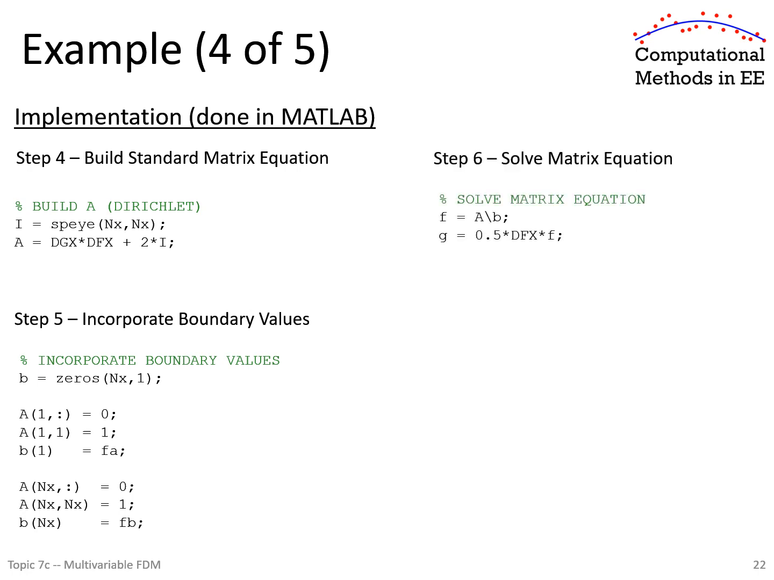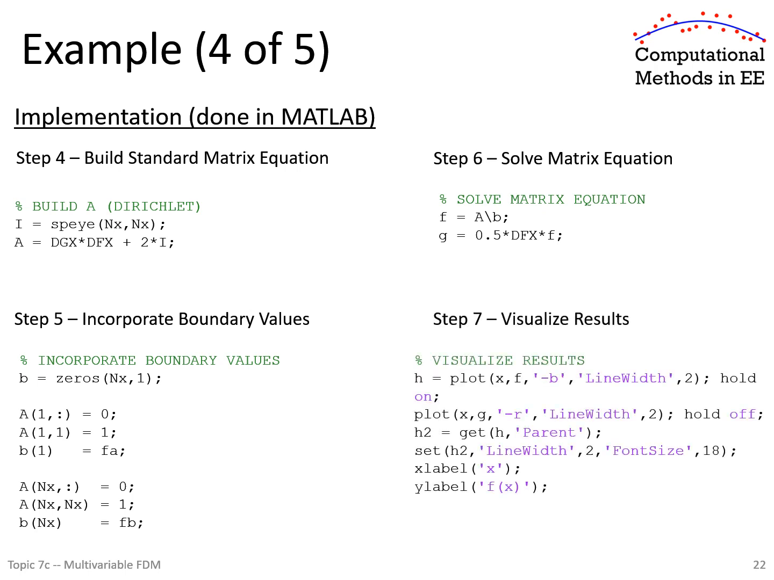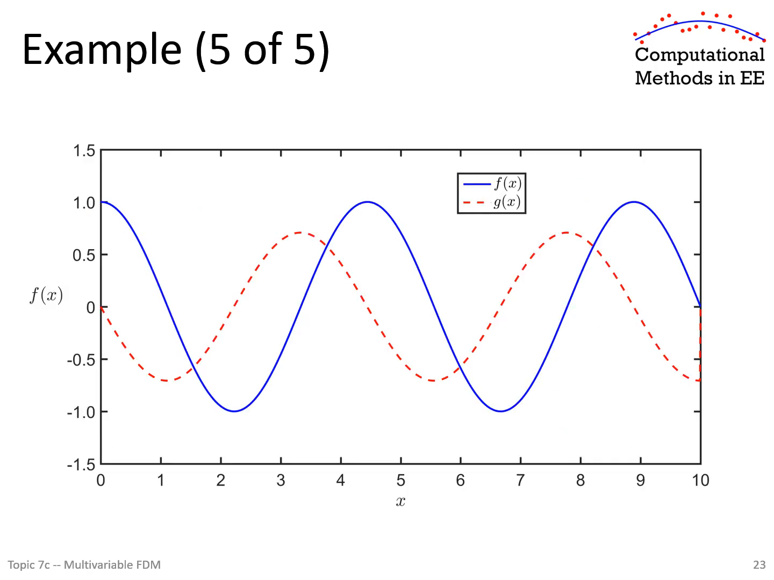Step 6 is to solve the matrix equation using backward division. And so we solve for F. And then from that, we can calculate G. During our formulation, this was the very first equation that we derived by solving that first differential equation or matrix equation for G. So we've now solved our problem. The only thing really left to do is to plot the answer. So here's the code for plotting. And when we do that, here's what I get for the answer.